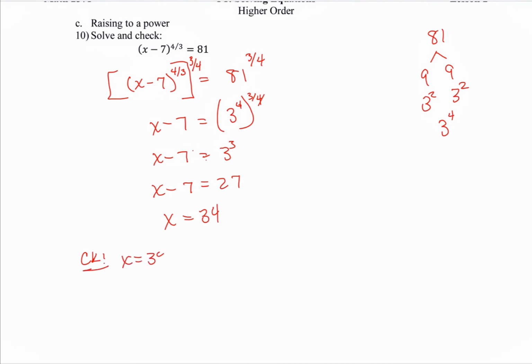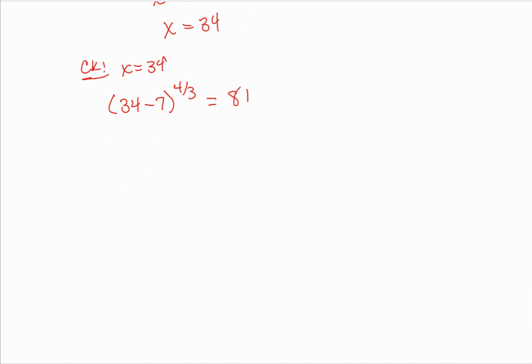All right, and then we really simply have to check our solution. So x equals 34. So 34 minus 7 raised to the 4/3 equals 81. So 34 minus 7 is 27 to the 4/3 equals 81. So the cube root of 27 is 3, so that's 3 to the 4th equals 81. And 3 to the 4th is 81, and we are done.